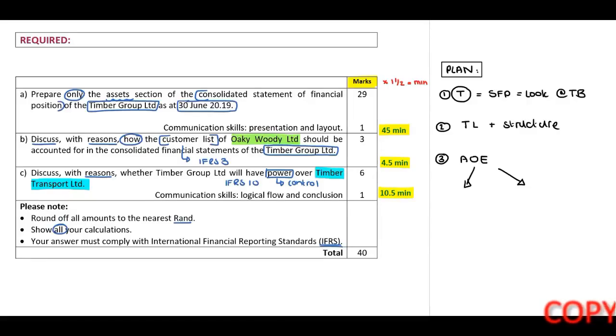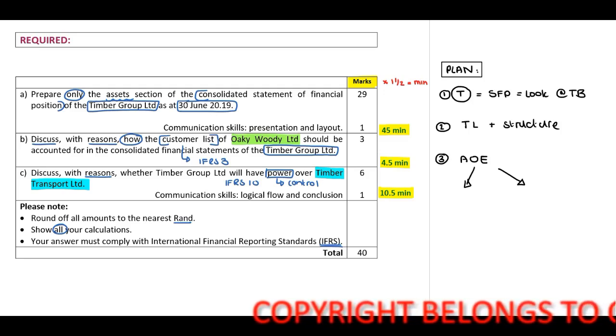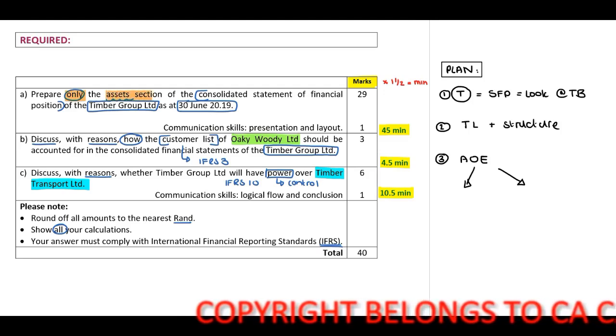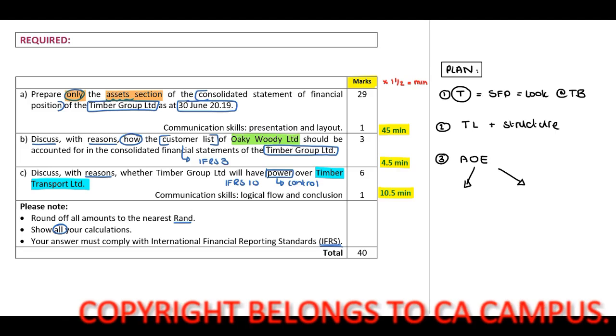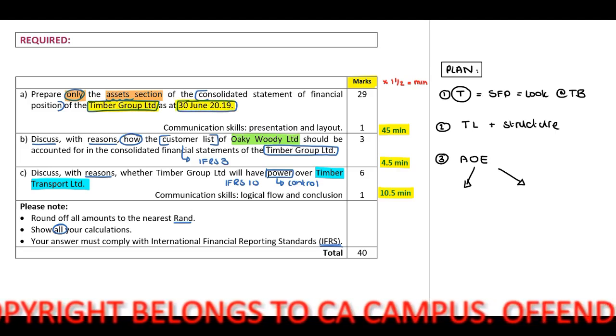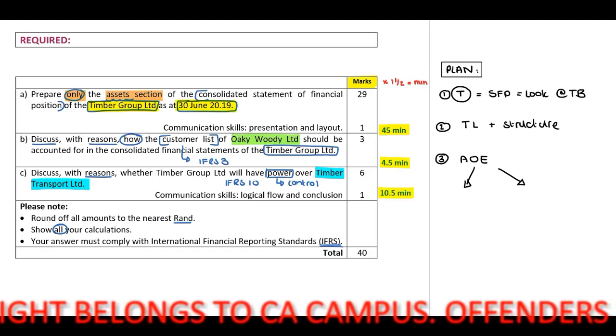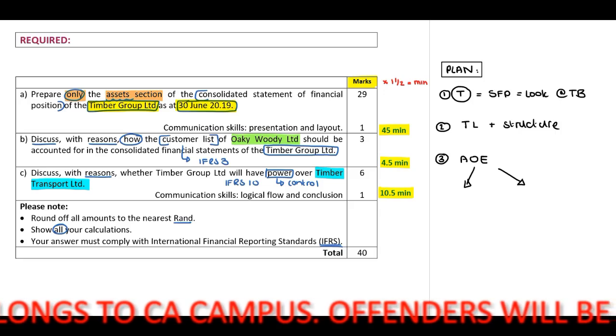Right, let's read through requirement A again. Guys, if you need to read through the requirement 3, 4, 5 times, you do that to ensure that you understand what you need to do. Prepare only the assets section of the consolidated statement of financial position of the Timber Group Limited as at 30 June 2019. On the right side of your screen, you will identify that I've included my plan of action.